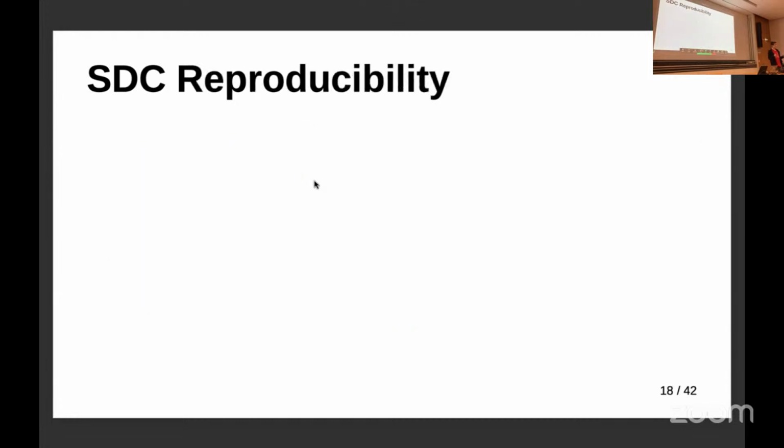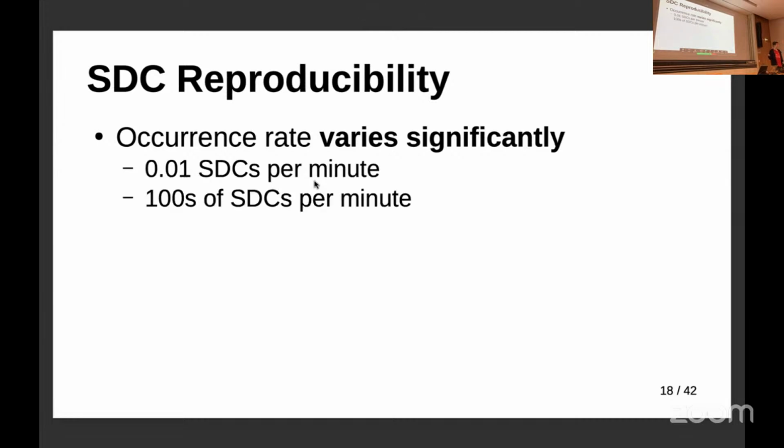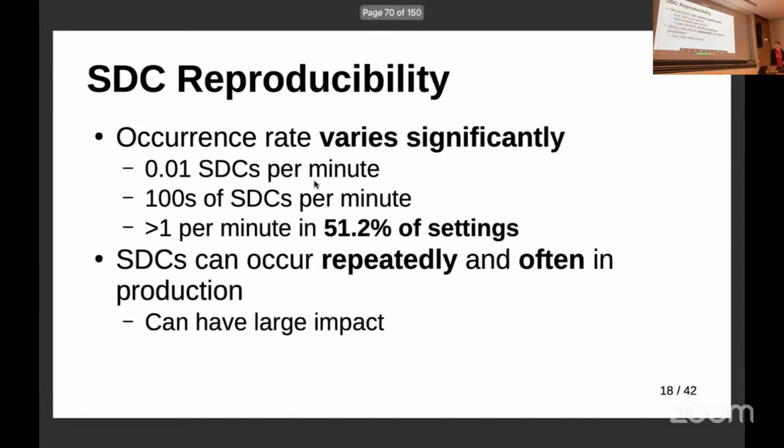But next, they look at the occurrence rate and frequency of silent data corruptions. They find that the occurrence rate varies significantly depending on the actual CPU or fault in question. Some SDCs can be reproduced less than once per hour, while other ones occur hundreds of times per minute. They find that around 50% of the time, the SDC can be reproduced more than once per minute. From this, they derive that SDCs can repeatedly and often occur in production, which, as they've seen from some of their case studies, can have a large impact on the operation of the system as a whole.